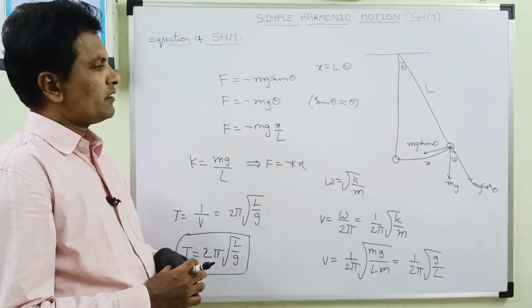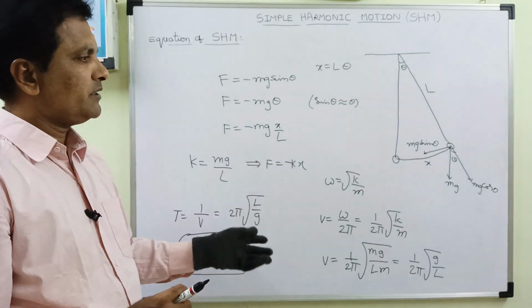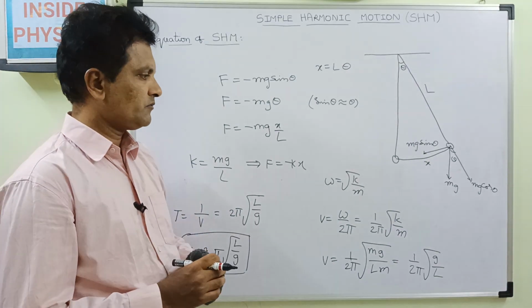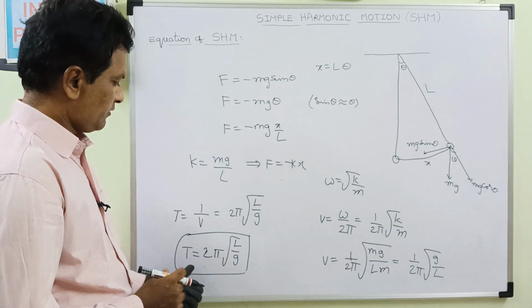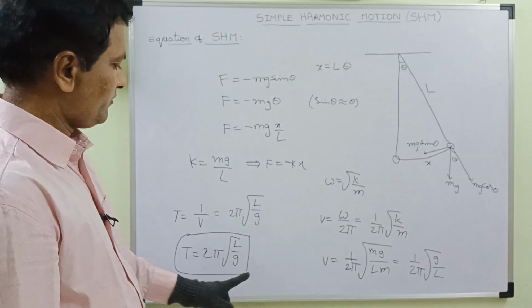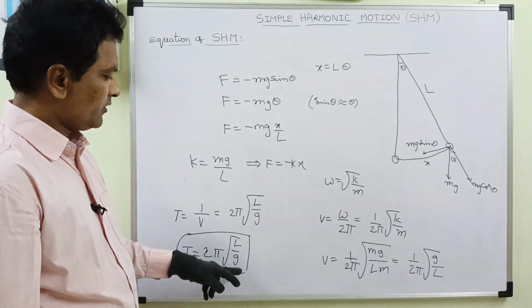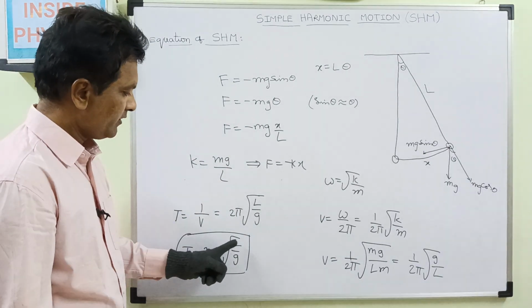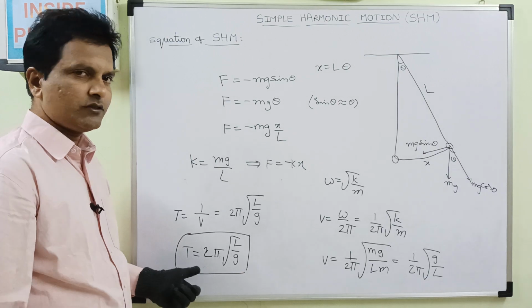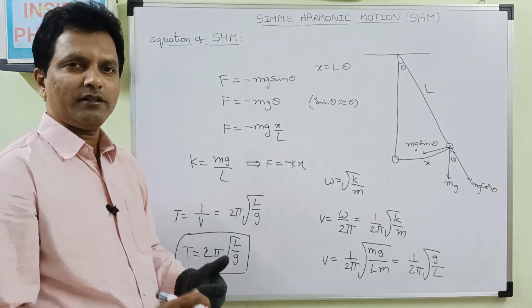So in this way we can calculate the time period of simple pendulum, and previously we have seen the time period for the spring mass system. Here if you observe, the time period is only dependent on the length of the pendulum, that is length of the string, not on the displacement, not on the mass of the bob, and not on any other things. If the length is increased, time period will also increase. If the length of the pendulum is decreased, the time period will decrease.